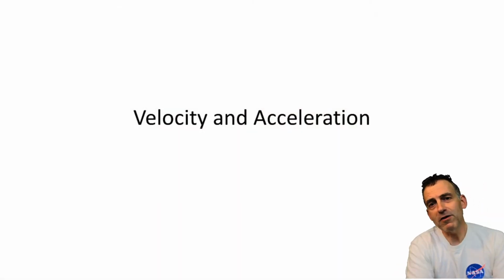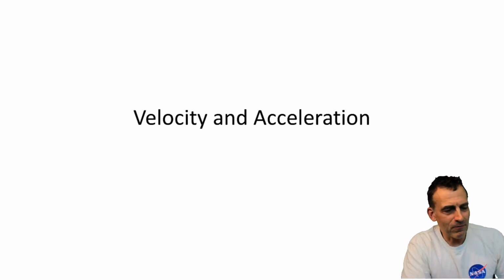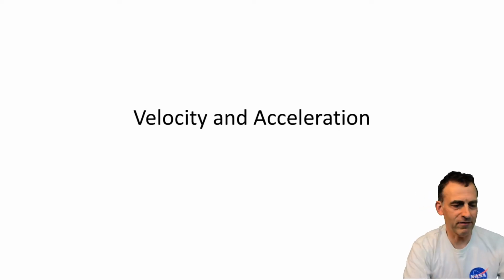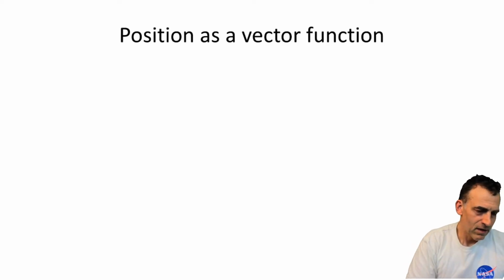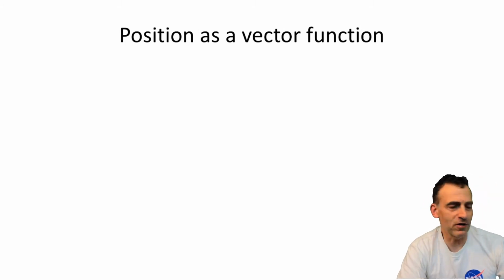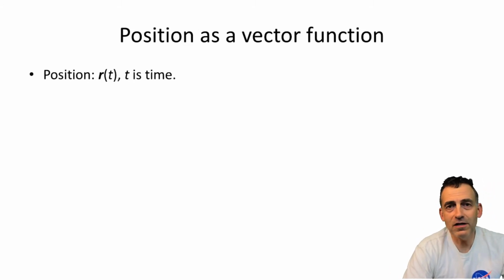Well, velocity and acceleration are ways of looking at vector functions in a way that they're modeling motion, the motion that sends rocket ships out to the stars. And so what we're going to do is try to understand that relationship between the vector functions and velocity and acceleration. So starting off, think of the vector function as being a position. And r of t is just the position in 3D, in 3 space, where t is time.